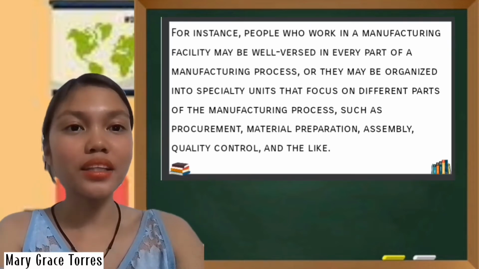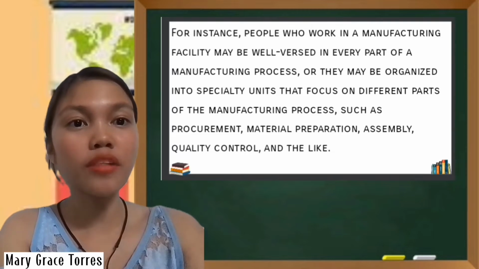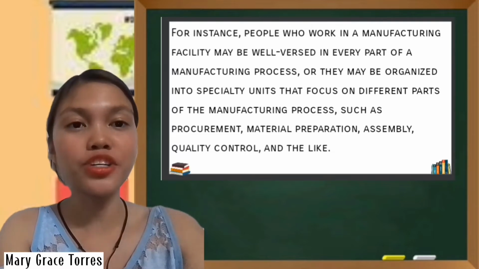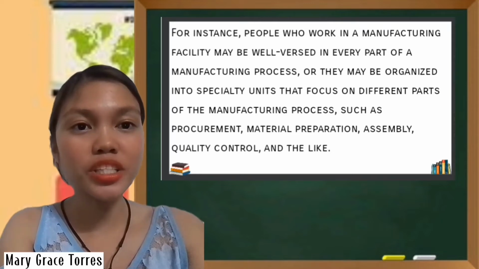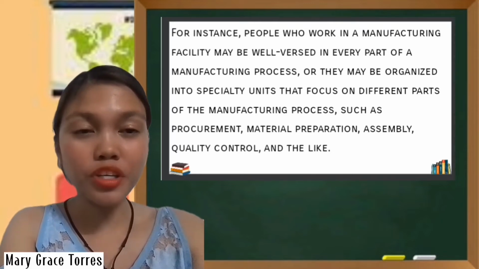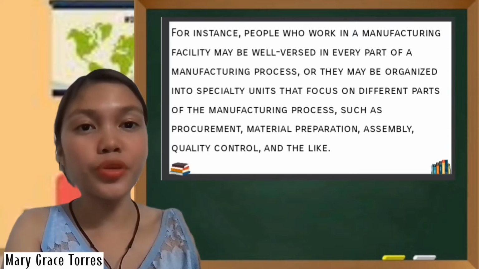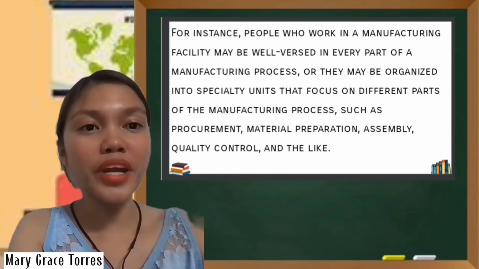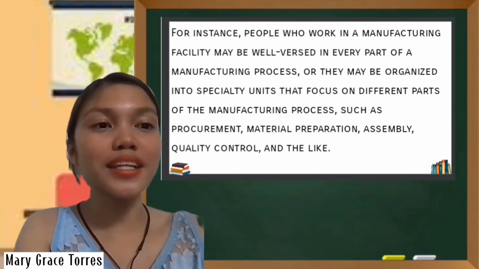For instance, people who work in a manufacturing facility may be well-versed in every part of the manufacturing process, or they may be organized into specialty units that focus on different parts of the manufacturing process, such as procurement, material preparation, assembly, quality control, and the like.